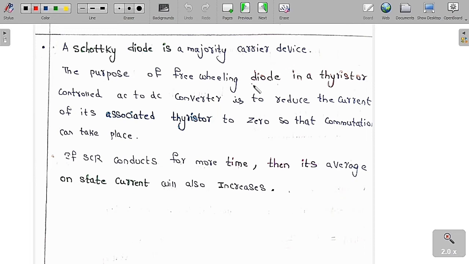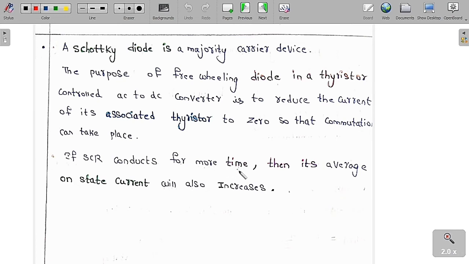The purpose of a freewheeling diode in a thyristor controlled AC to DC converter is to reduce the current of its associated thyristor to 0 so that commutation can take place. So the current in the thyristor can become 0 and the load voltage cannot be negative. Continuous conduction is also possible. That is the main function of the freewheeling diode: the current in the thyristor becomes 0, commutation takes place easier, and the output voltage will always be positive.